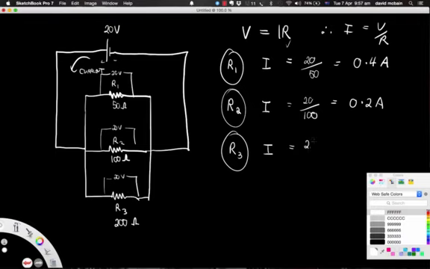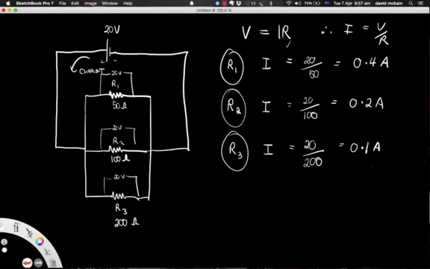So it's 20 over, in this case, 200, which will equal 0.1 amp. So we now know that 0.4 amps is flowing through that resistor, 0.4 amps. We know that 0.2 amps is flowing through that resistor, and 0.1 amps is flowing through that resistor.